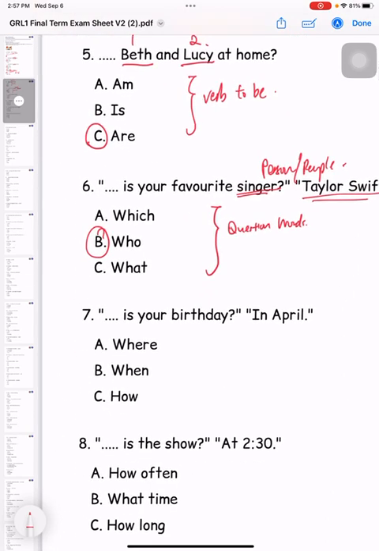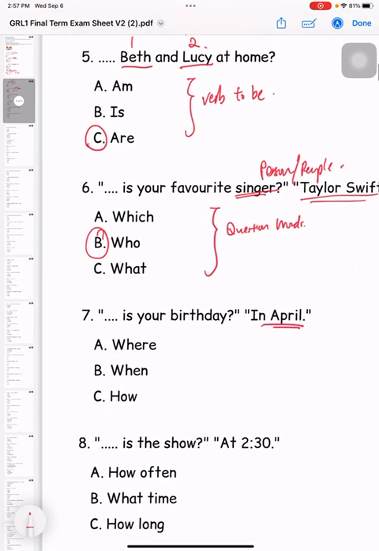Okay, next, 7. Is your birthday in April? So it's talking about April. April is a month, so it's also talking about the time. So the answer is when, right?